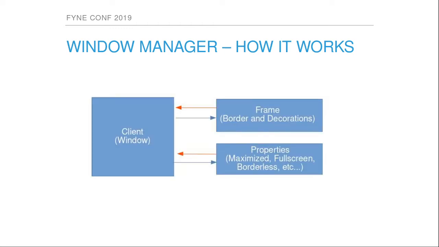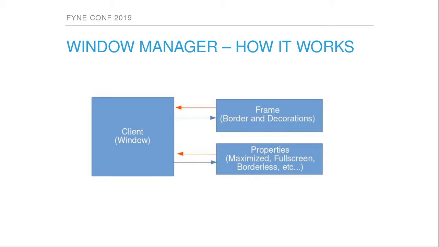And within the WM package, we have a few pieces that are separate. We have the client, which are your application windows. We have the frame, which will be your border and your decorations. And then we have properties: maximized, full screen, borderless, etc.